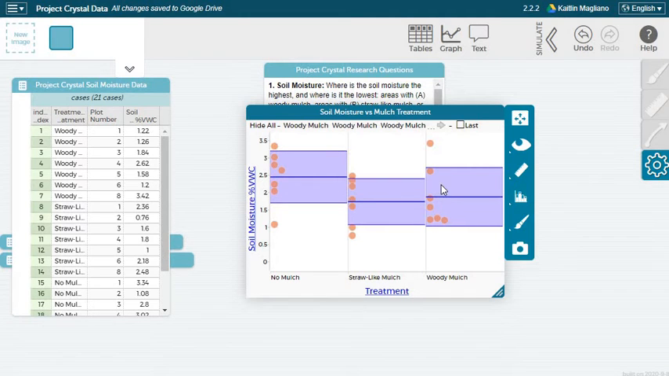If the lines overlap, if our big rectangles here are overlapping, that could mean that there isn't a real difference between them. If there's lots of space in between, that would mean that our results are more likely to be real.